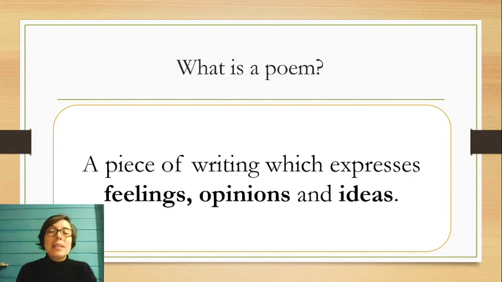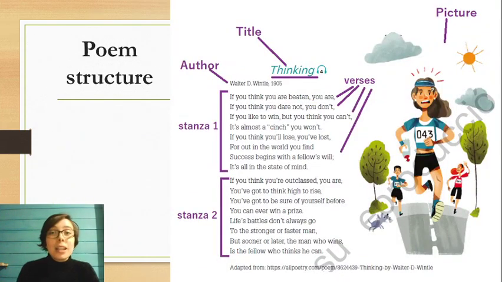A poem is a piece of writing which expresses feelings, opinions, and ideas. Es un texto que expresa sentimientos, opiniones e ideas. También tiene un rhythm. Rhythm es un ritmo, tiene un ritmo bastante particular. Tiene un juego de palabras bastante interesante. ¿Okay? Generalmente los poemas tienen una estructura muy típica del poema que ya vamos a revisar. Entonces, acá tenemos poem structure o la estructura del poema.